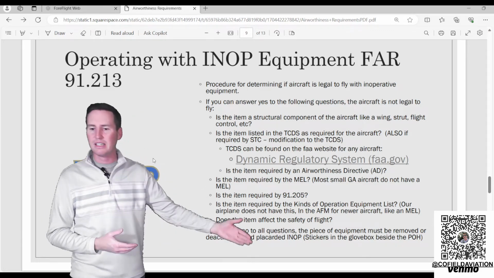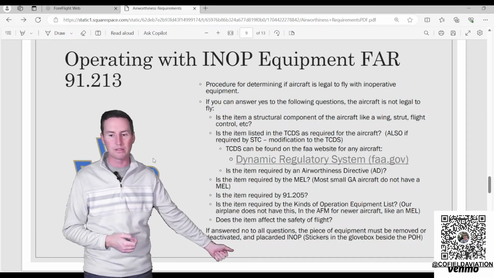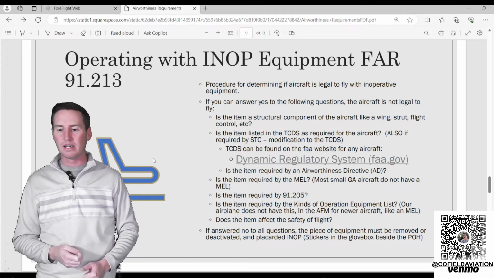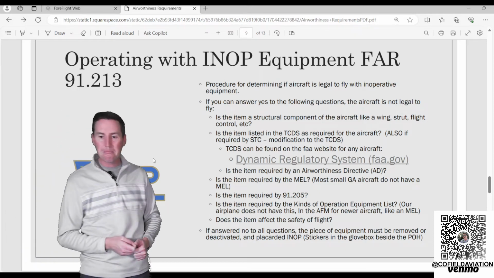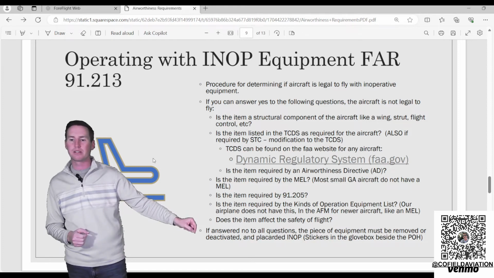Okay, and then last, does it affect the safety of flight? Now, if you can answer no to all these questions, the piece of equipment must be removed or deactivated, and stick an INOP sticker on there.